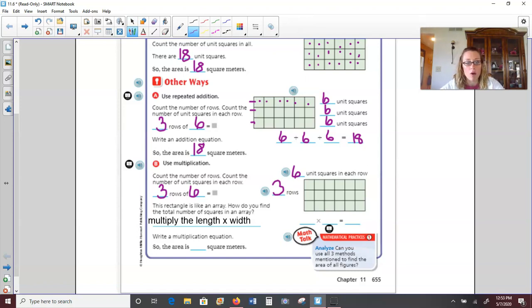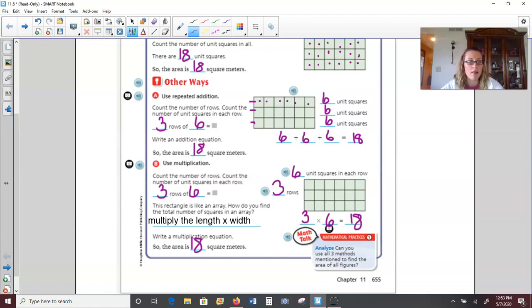Over here we have our multiplication sentence. We're going to fill in 3 times 6. Now, does it matter if, let's say, Drew put 6 times 3? No, absolutely not. We can reverse the order of our factors in multiplication because of the commutative property. And 3 times 6 is 18. So, again, we find that the area of Christina's rectangular garden is 18 square meters.